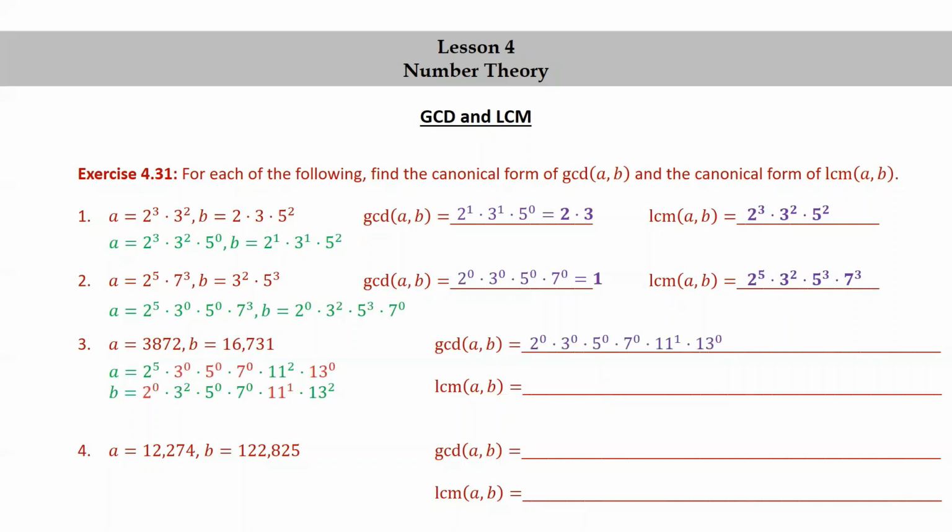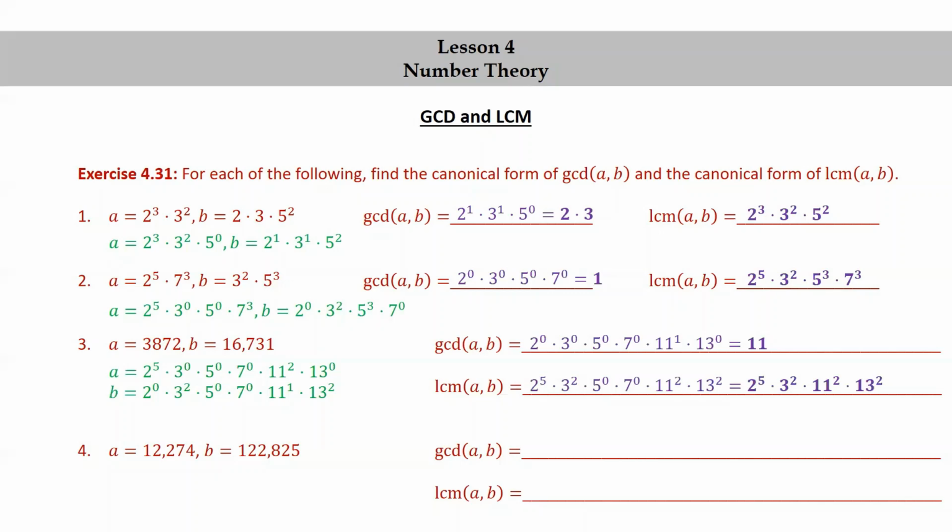Again, for the GCD, we take the lowest power of each prime: 2 to the 0, 3 to the 0, 5 to the 0, 7 to the 0, 11 to the 1, 13 to the 0, which is just 11. And for the LCM, we take the highest power of each prime: 2 to the 5th times 3 squared times 5 to the 0 times 7 to the 0 times 11 squared times 13 squared. That simplifies to 2 to the 5th times 3 squared times 11 squared times 13 squared.